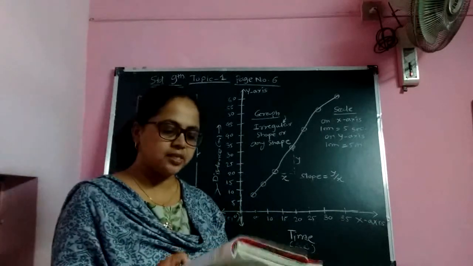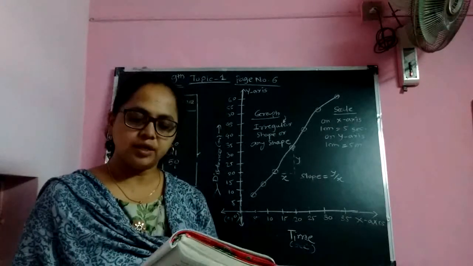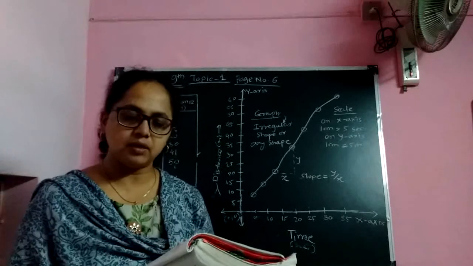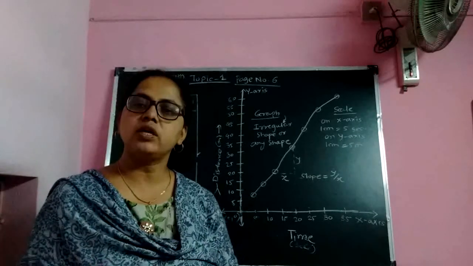Now the next point is, use your brain power. What difference do you see in the distance time graph for uniform and non-uniform motion? What difference will you see?